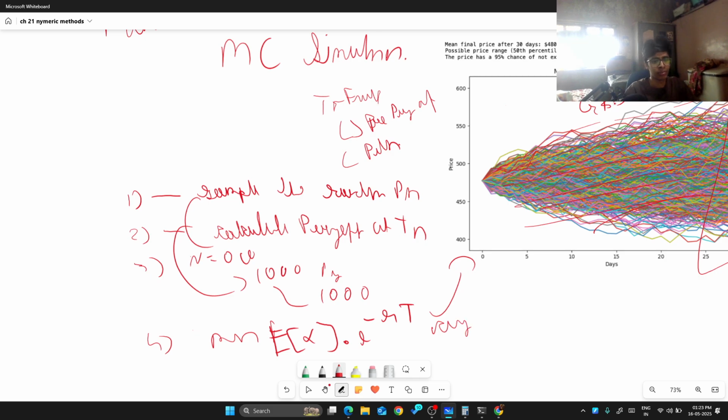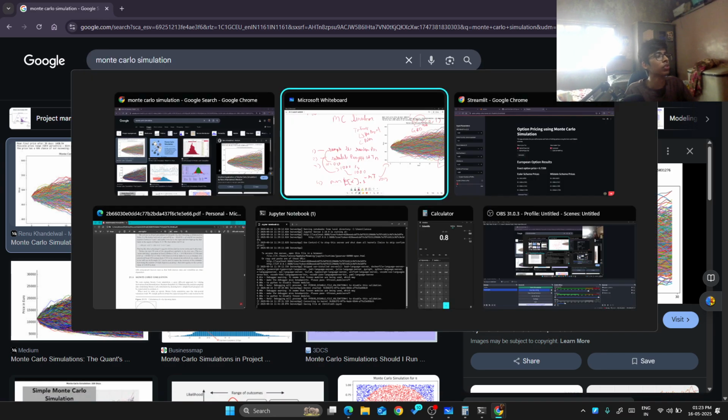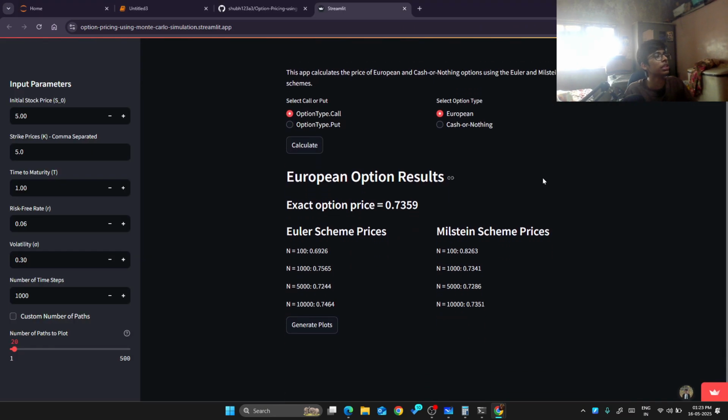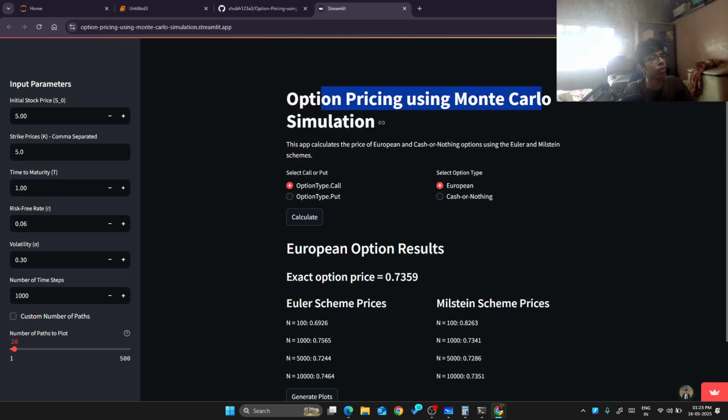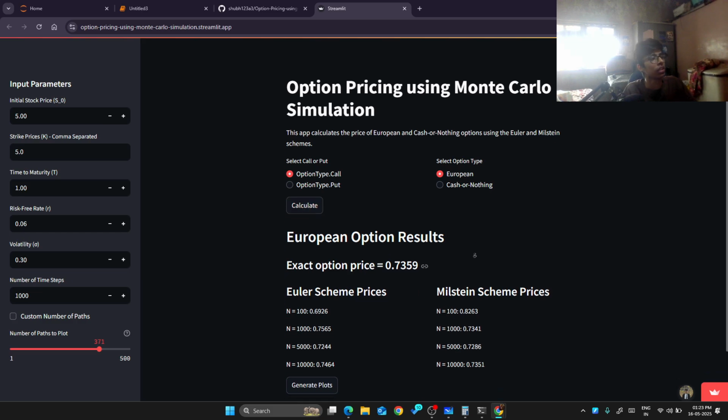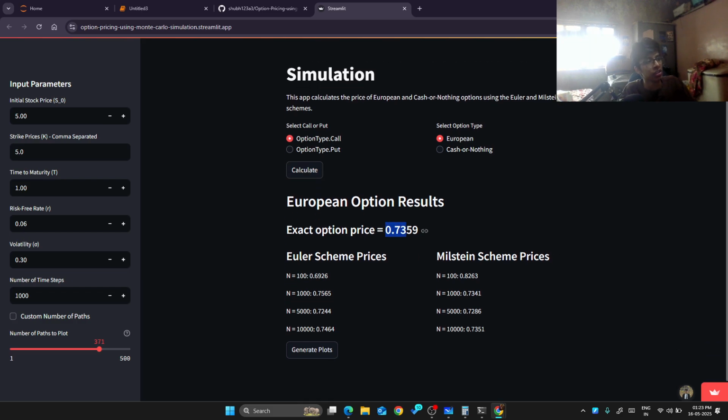Sorry, I have a project example for you. This is my project on option pricing with Monte Carlo. Select the stock price, strike price, maturity, risk-free rate, volatility, and number of paths to plot. Then we calculate it, for a call option. Okay, it's running. Then the value is 0.7359, right?